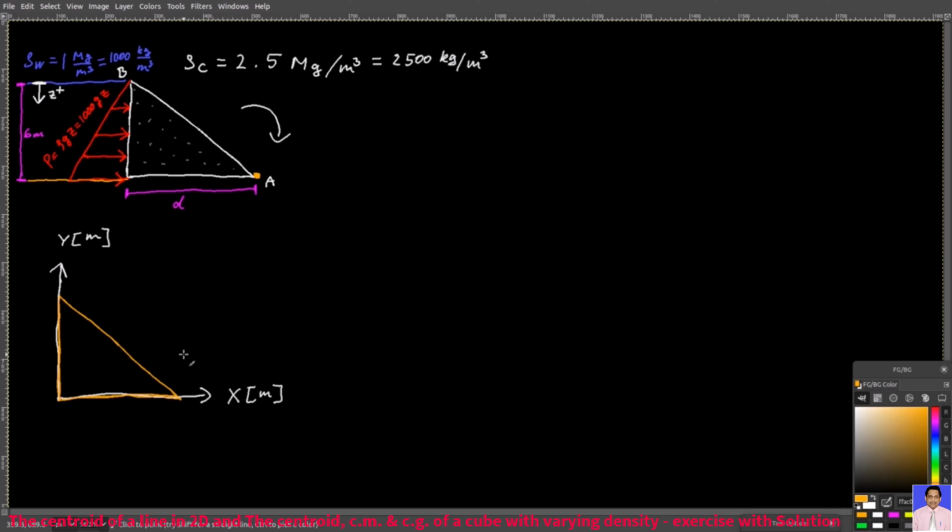Well, here's how you locate the centroid of an area. I take this cross-section and I place the lower left corner at the origin of my xy coordinate frame. So let it be O. Then since my depth here is 6 meters, that means that I have 6 here. And then my horizontal length is d meters, so let this one here be d.